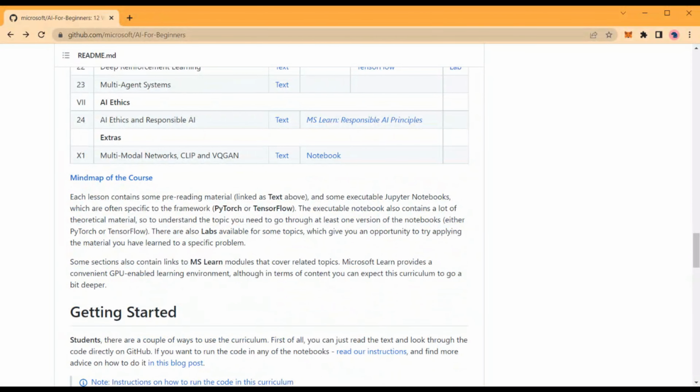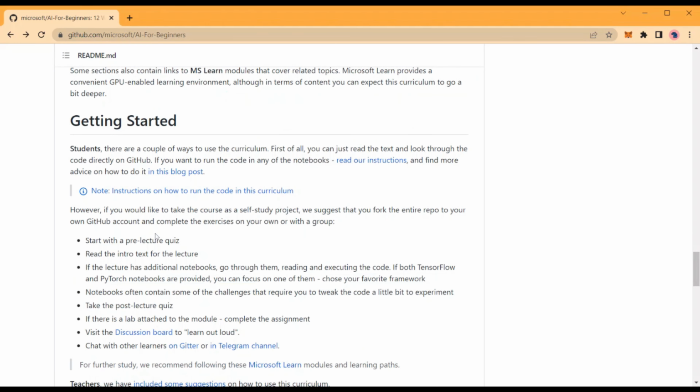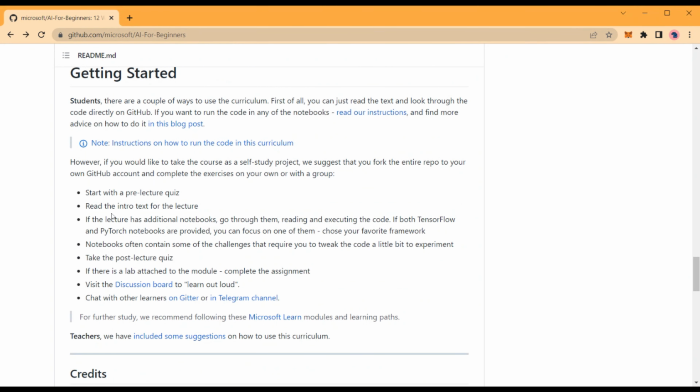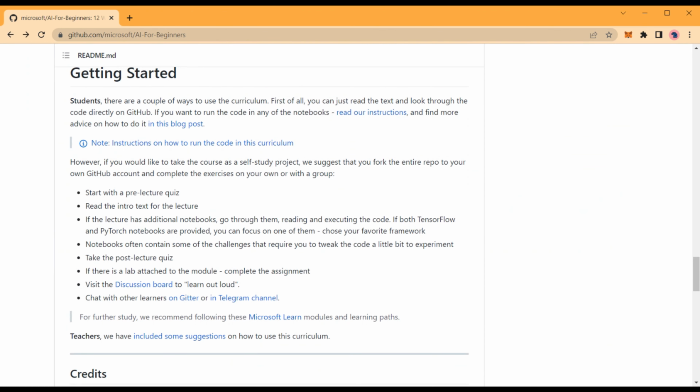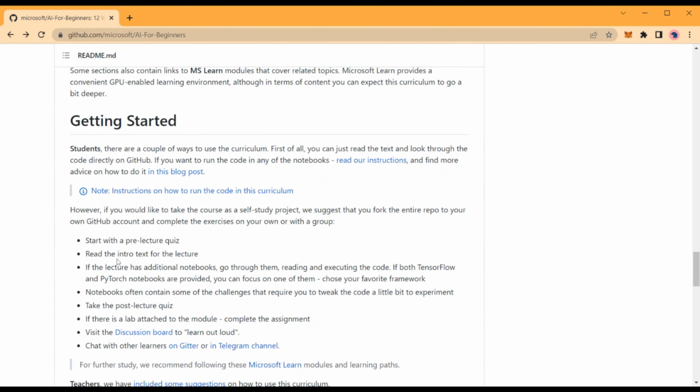So getting down, this is a mind map of the lab, like how to follow it, I guess all the stuff is written. Getting started, as the steps are written, start with the pre-lecture quiz and then the intro text. Okay, then the notebook, and if there's a lab attached, do the lab. Then the discussion dashboard, you have to just visit the discussion dashboard to learn out loud. I guess you can discuss with other fellow learners, and it will be beneficial for you. You can follow the Gitter or Telegram channel. As I have told, you have to follow these steps, right?